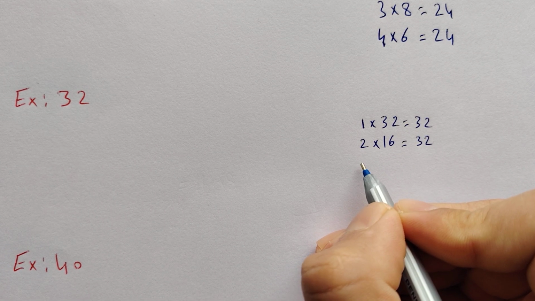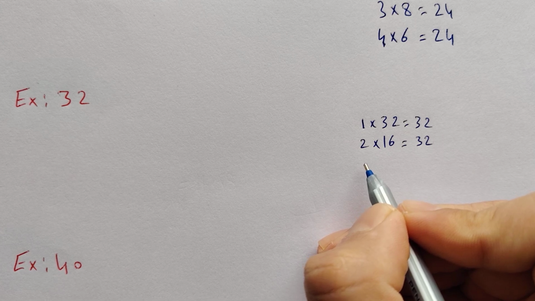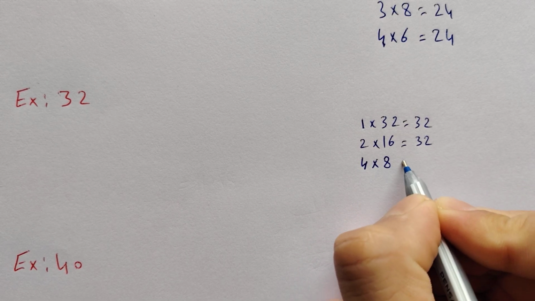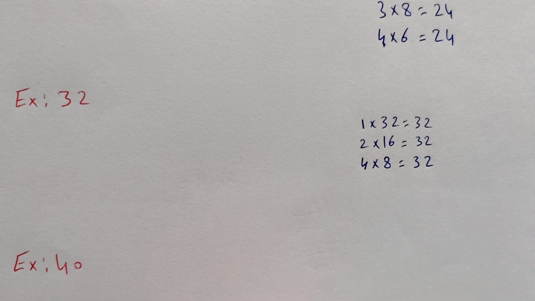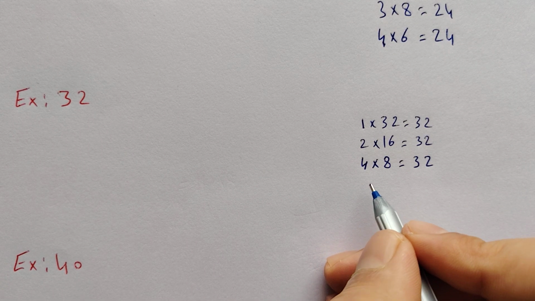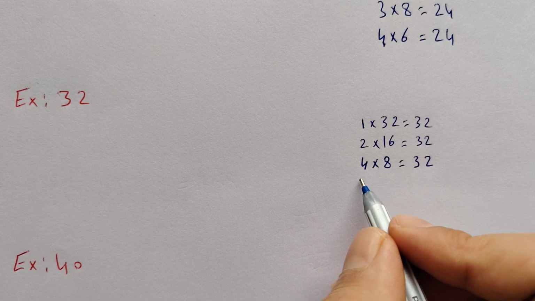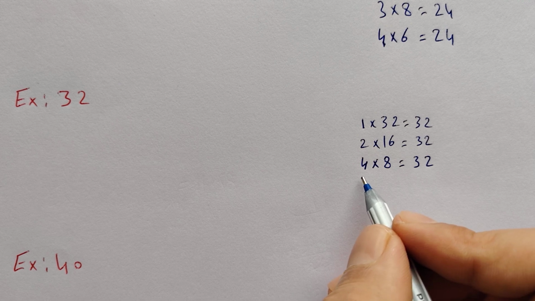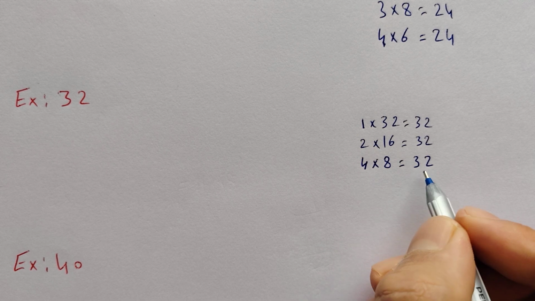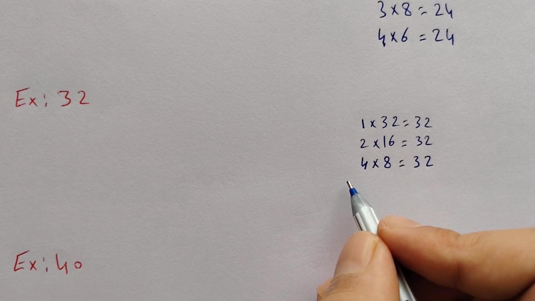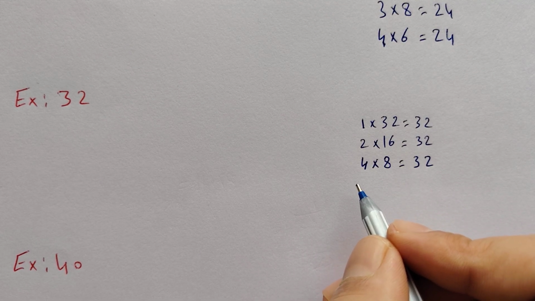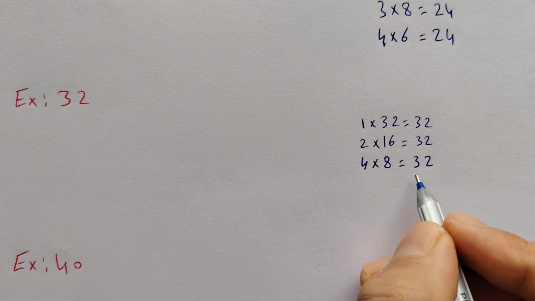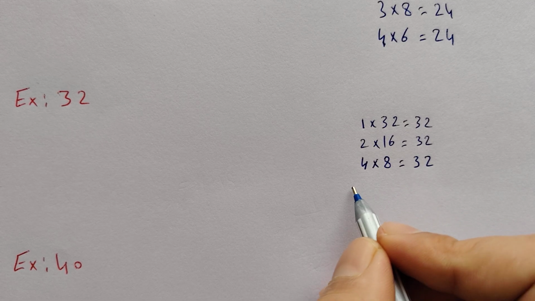Then we're gonna check 4. 4 times 7 is 28, 4 times 8 is 32, so we will write 4 times 8. Then we're gonna check 5. 5 times 6 is 30. 5 times 7 is 35. We don't have 5. We're gonna check 6. 6 times 5, 30. 6 times 6, 36. We don't have 32. Then we're gonna check 7. 7 times 4, 28. 7 times 5, 35. We don't have 32, so we don't have 7 as a factor.